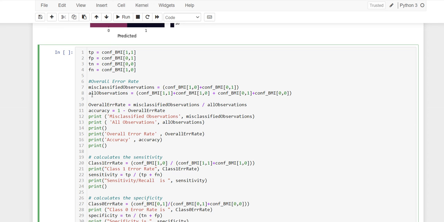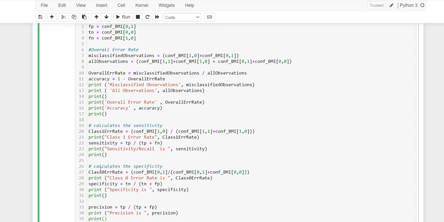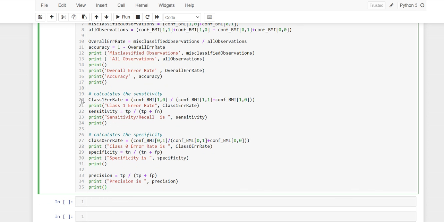And of course, all my observations are the sum of all results. In this case, true positives plus true negatives plus false negatives. My overall error rate is misclassified observations divided by all observations. The accuracy is 1 minus my overall error rate. If we scroll to line 20, this is the formula that will give you the class 1 error rate.